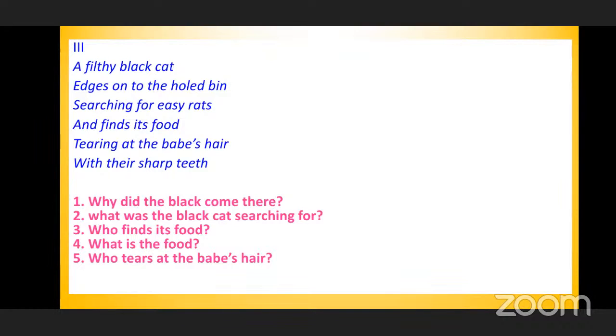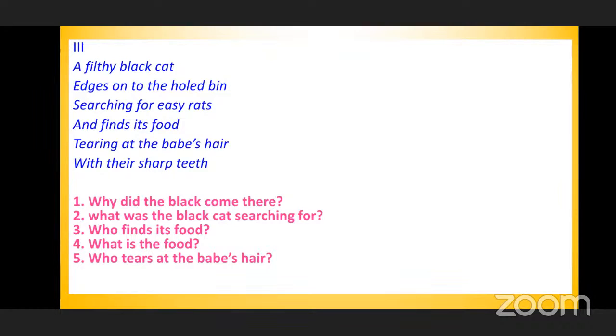So, dear students, now once I read the stanza, why did the black cat come over there? What was the black cat searching for? A filthy black cat came over there in search of food. What was the black cat searching for? The cat was searching for rats.